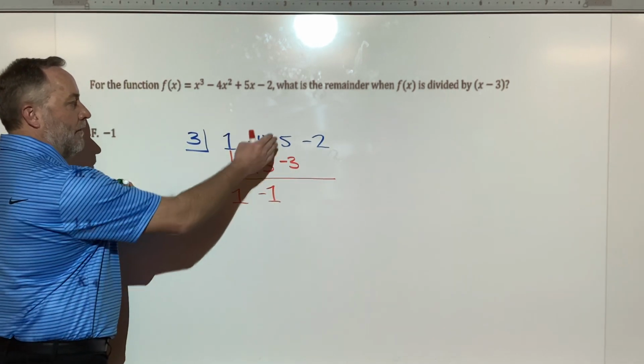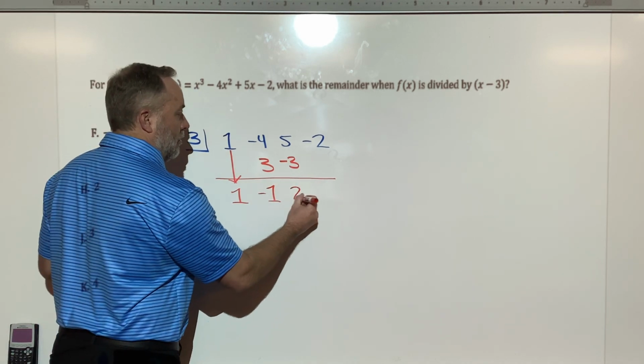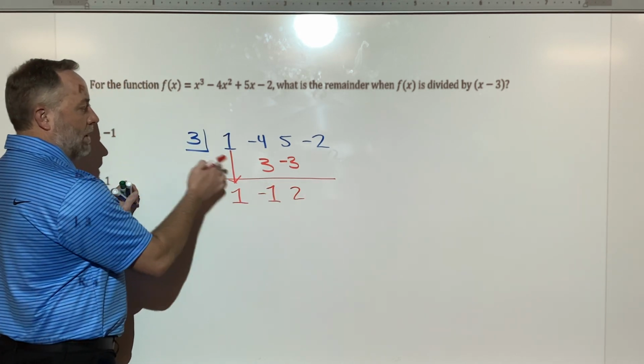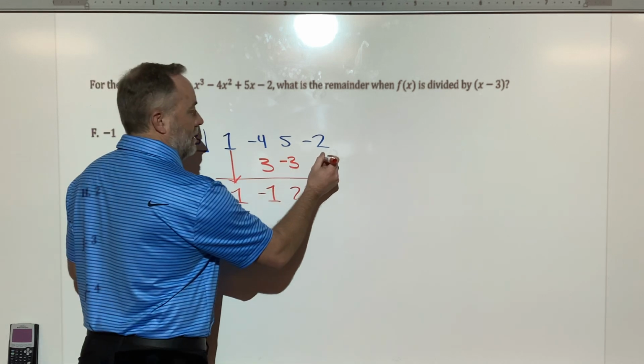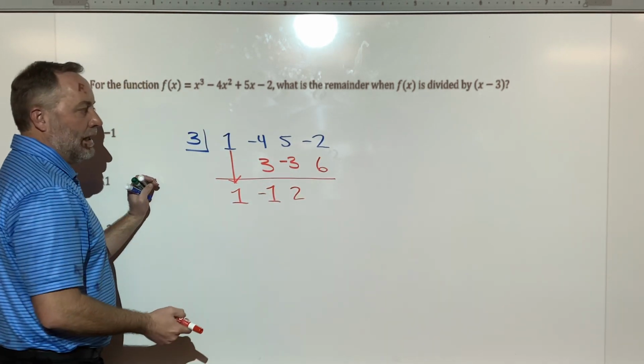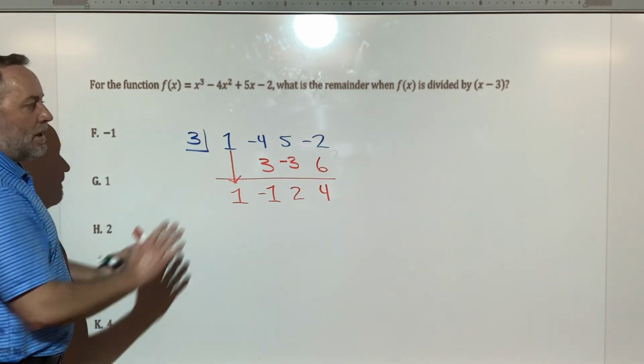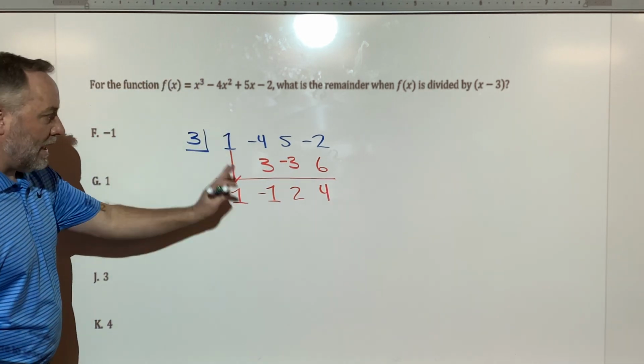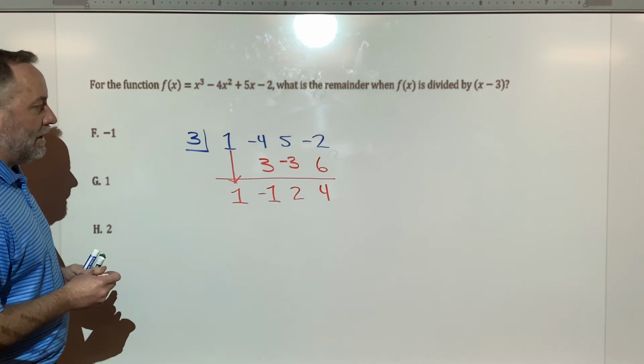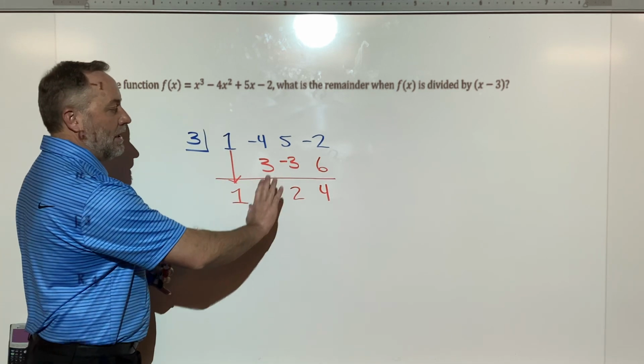Above the line, we add. 5 plus -3 is 2. 2 times 3 is 6. And now we're above the line again, and -2 plus 6 is 4. In another context or in a different situation, we could explain more what is happening there, but that's the process of synthetic division.